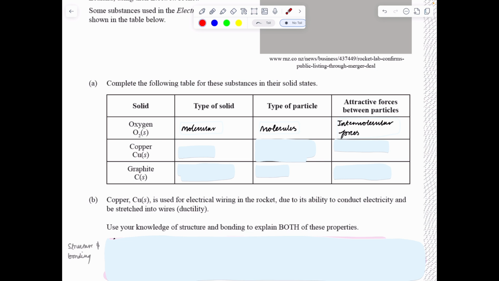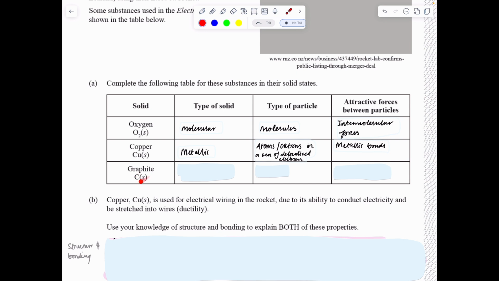Copper. Well, this is on the left hand side of the periodic table, so it's going to be what? A metal. It's a metallic solid. The type of particles it's made up of are, what are they made up of? Atoms, or you could say cations, in a sea of delocalized electrons. So the bonds that occur within them, between these atoms, are metallic bonds between the cations and the negative delocalized electrons.